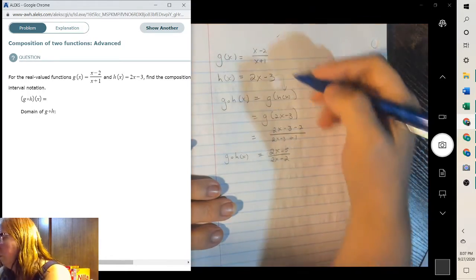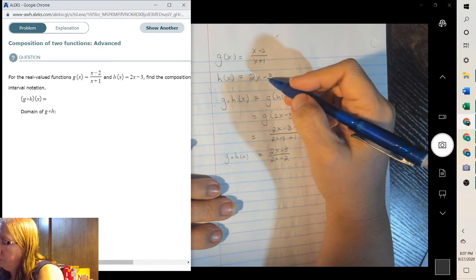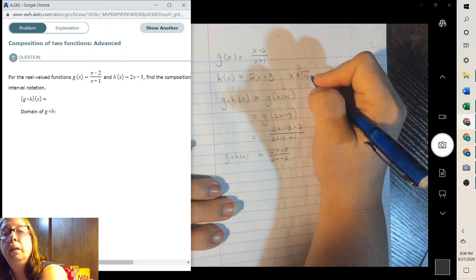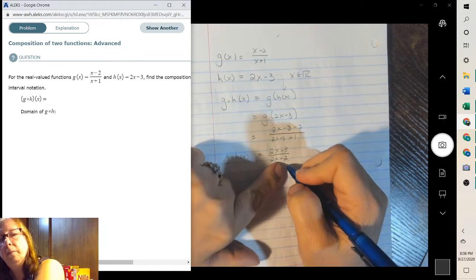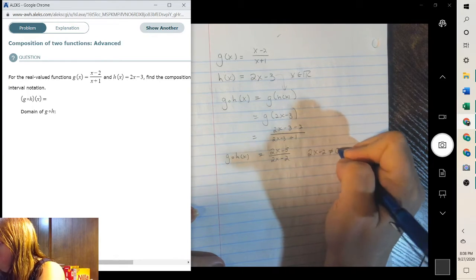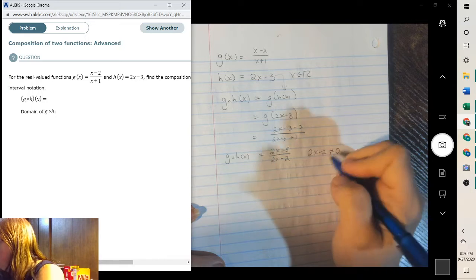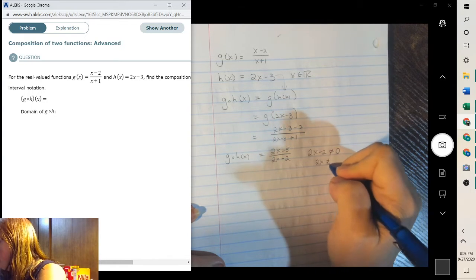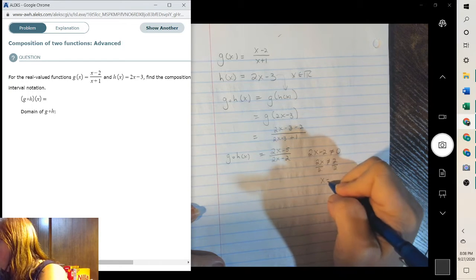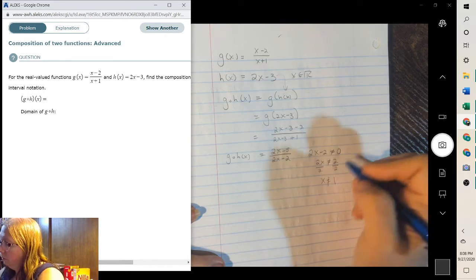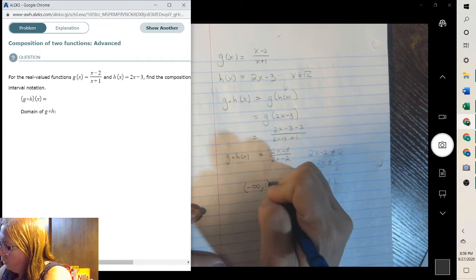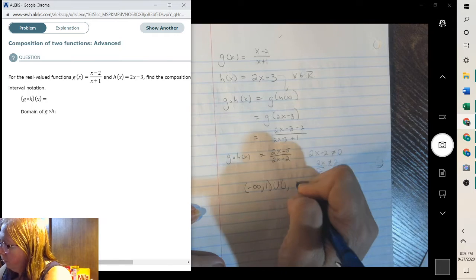Now when you're finding the domain, the one you're plugging in you look at first. Well, this one is all real numbers, so nothing's omitted yet. But then when I get down here, I know that 2x minus 2 cannot equal 0, because that would give me 0 in the denominator. Adding the 2 and then divide by the 2, x cannot equal 1. So our domain would be negative infinity to 1 and 1 to infinity.